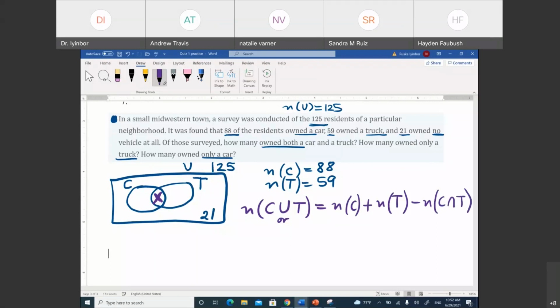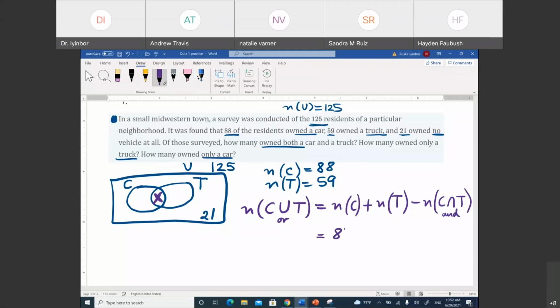So this is car or truck. This is the symbol for "and," which means both. They have both of those. Okay? So this is the formula we can use. Now, how many own cars? 88, right?